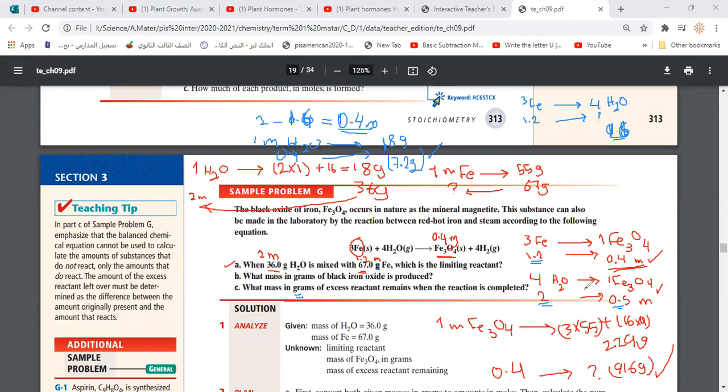For example, you have 3 papers, and you are going to copy 6 pages. Which one here is considered the limiting reactant? The ink in the pen, or the number of the papers? The number of the papers, because the papers run out before you finish. So the papers which you have allow you to copy only 3 pages, while the pen is able to make you write more than 3. You get it? Yes.